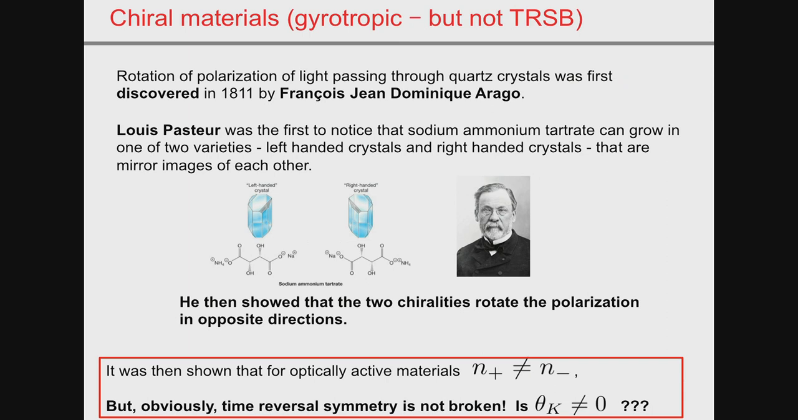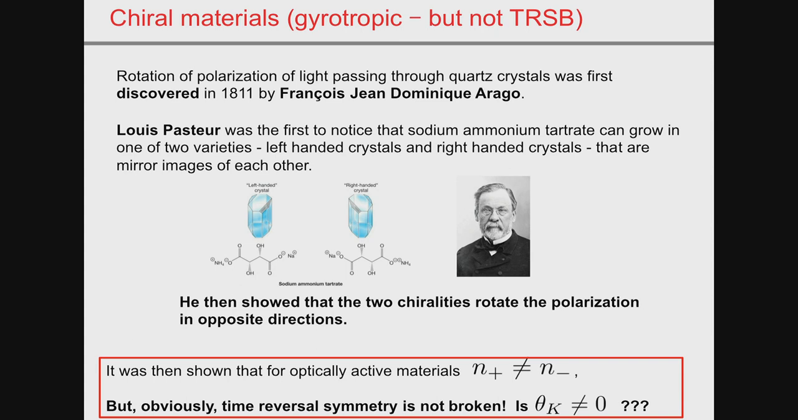In fact, the rotation of the polarization of light passing through quartz was discovered 200 years ago by Arago, so people knew about chirality already back then. Louis Pasteur actually did experiments in which he showed that by using circularly polarized light, he could distinguish the chiralities of the same molecule with different chiralities. Sugar is a chiral molecule. We are sensitive to one chirality, and people have been talking about producing sugar with the opposite chirality that we will not digest.